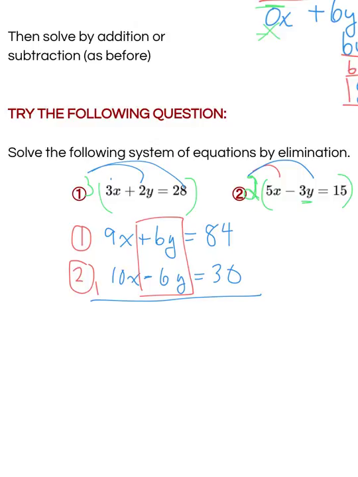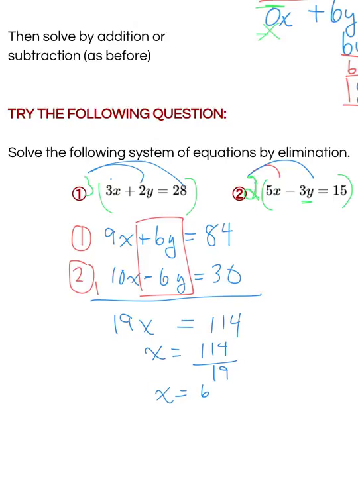Let's try that again. So I get 19x. 9 plus 10 is in fact 19. Is equal to 114. And so when I divide 114 by 19, that gives me a much nicer number. So I get that x is equal to 6.